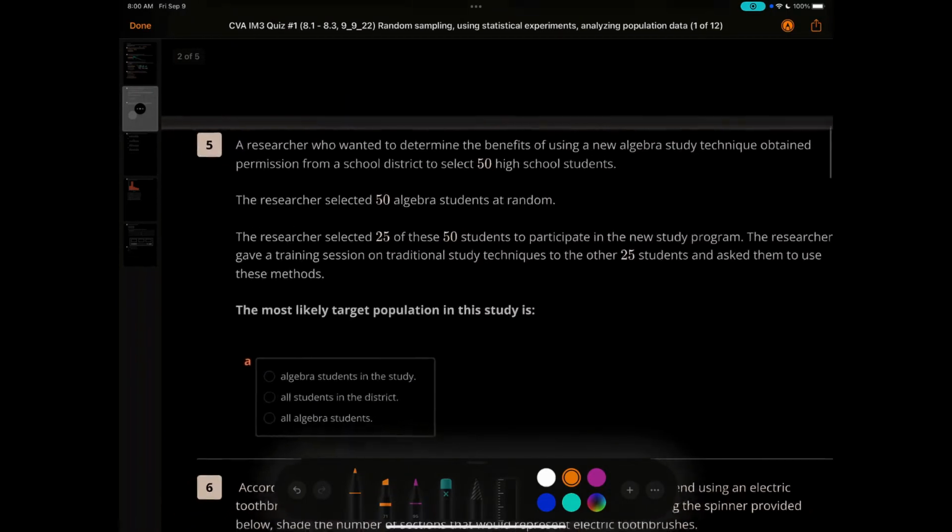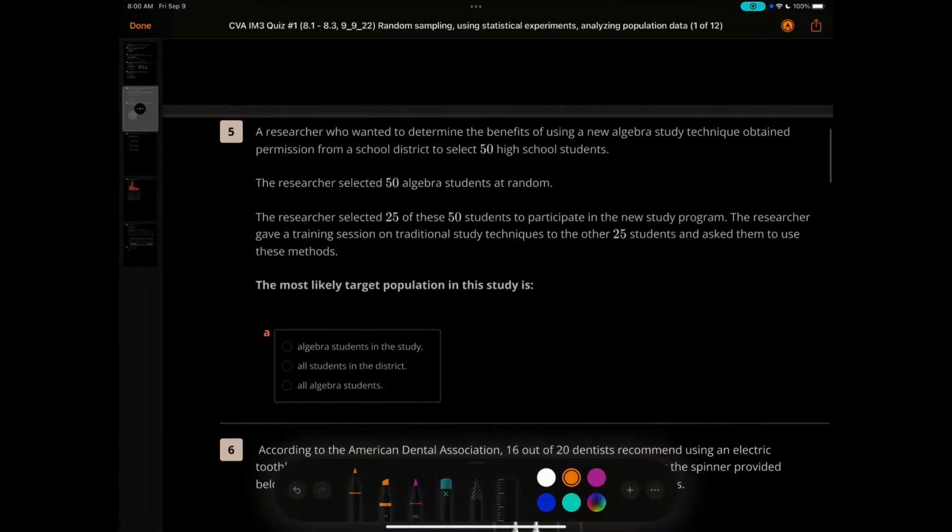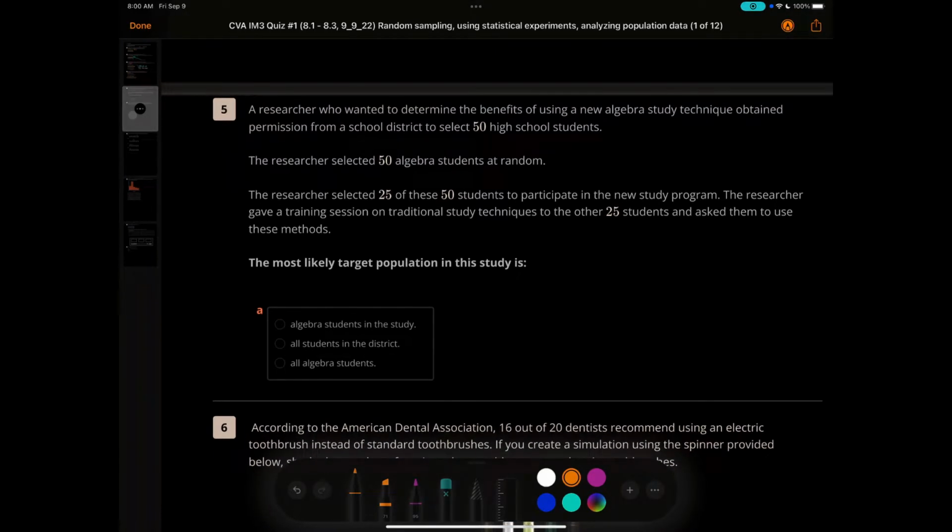Question number 5, a researcher who wanted to determine the benefits of using a new algebra study technique obtained permission from the school district to select 50 high school students. The researcher selected 50 algebra students at random. Okay, they're picked at random. The researcher selected 25 of these students to participate in the new study group.